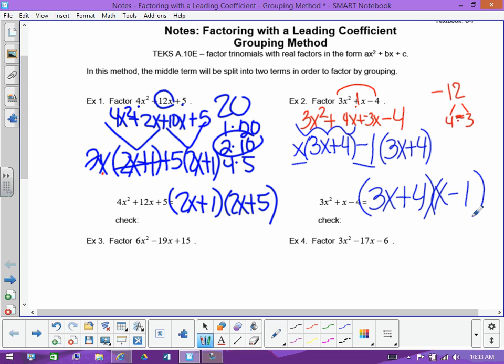If we check it, it says check here, it's already written for you. 3x times x, 3x squared. 3x times negative 1, negative 3x. 4 times x, 4x. 4 times negative 1, negative 4. When you add your middle terms, you get back your 1x.